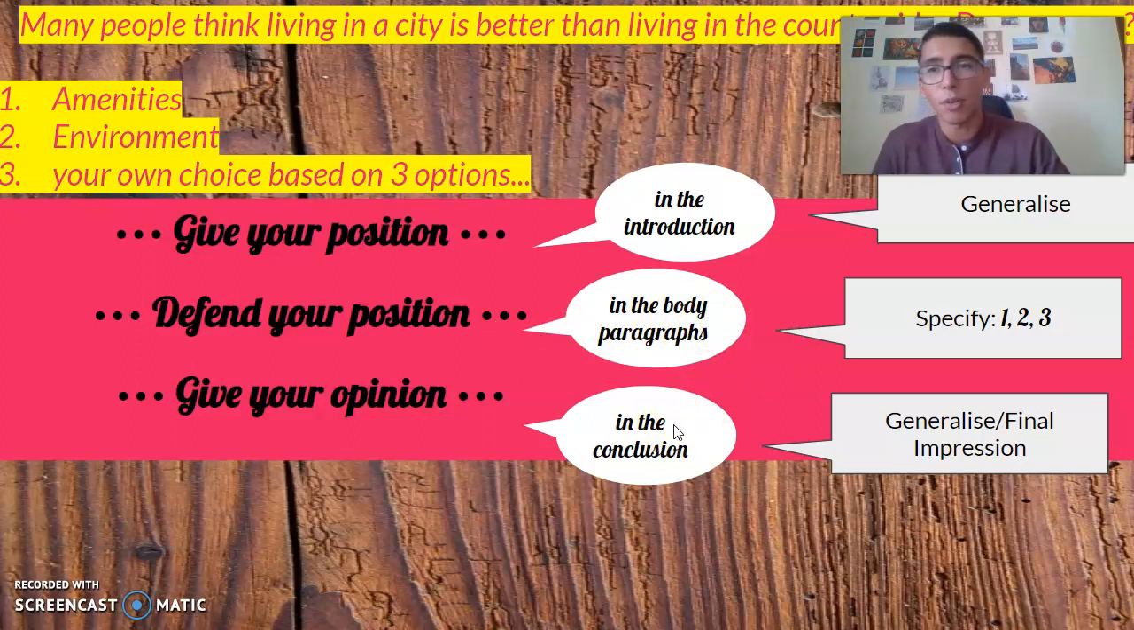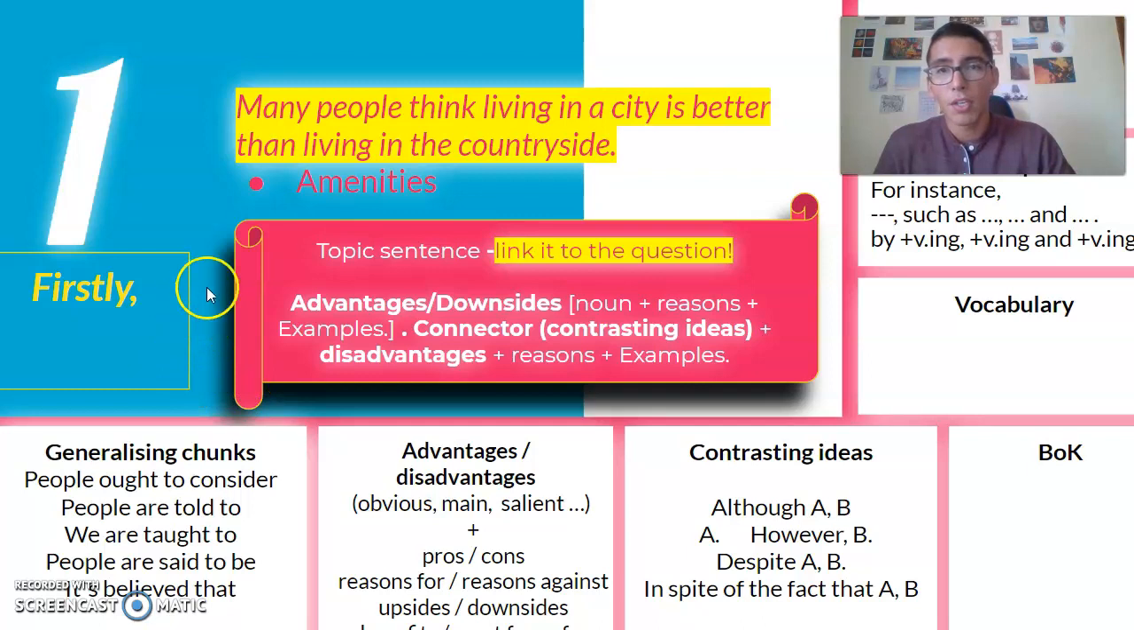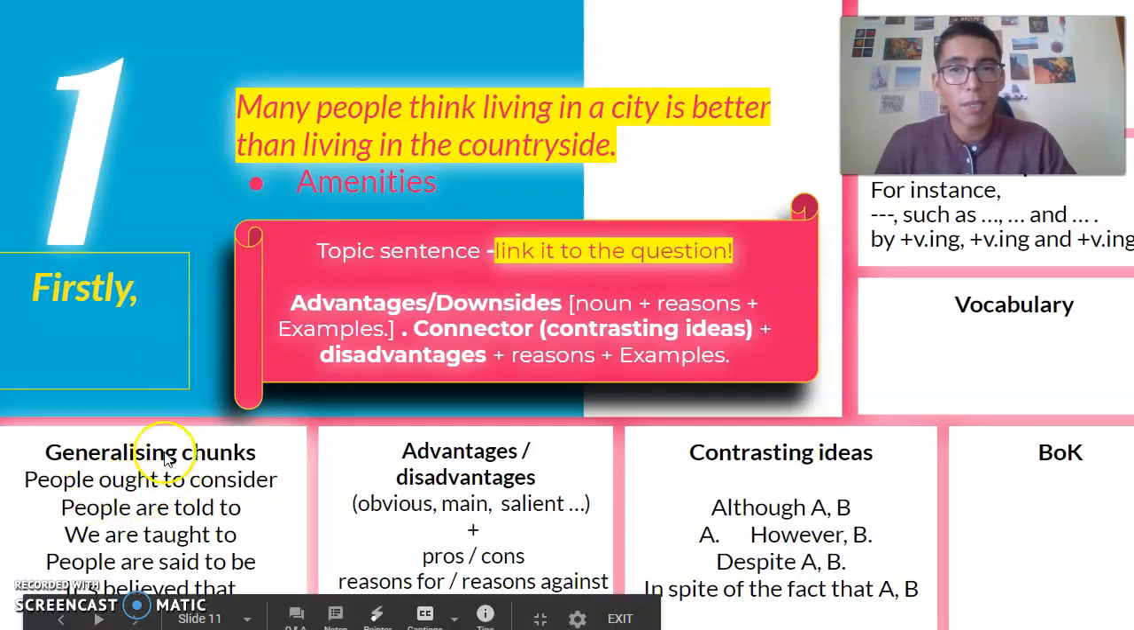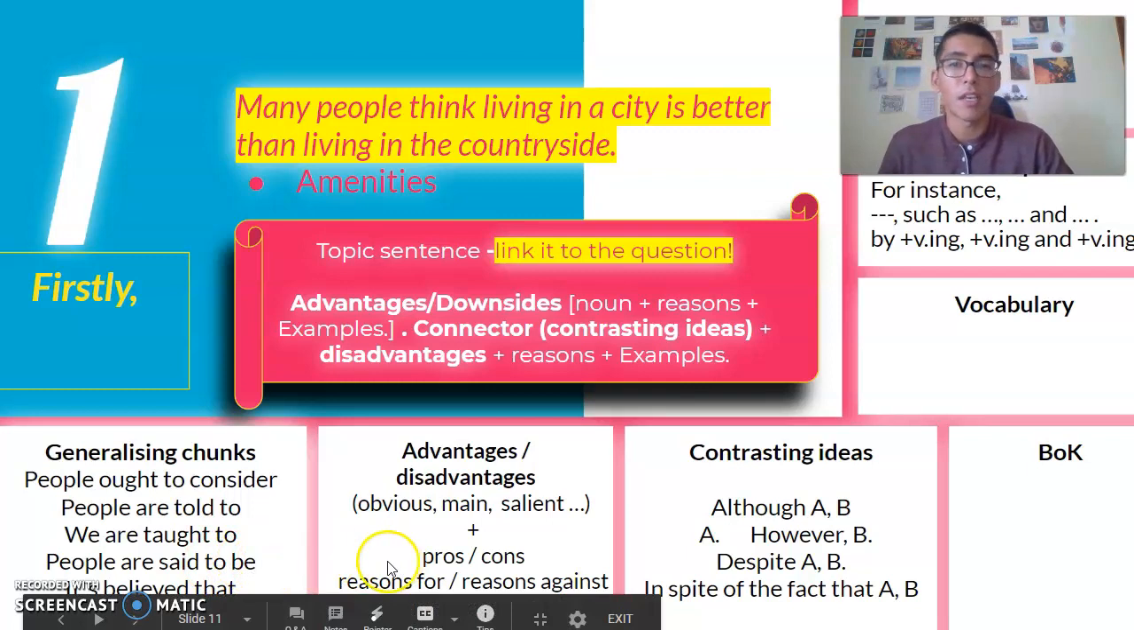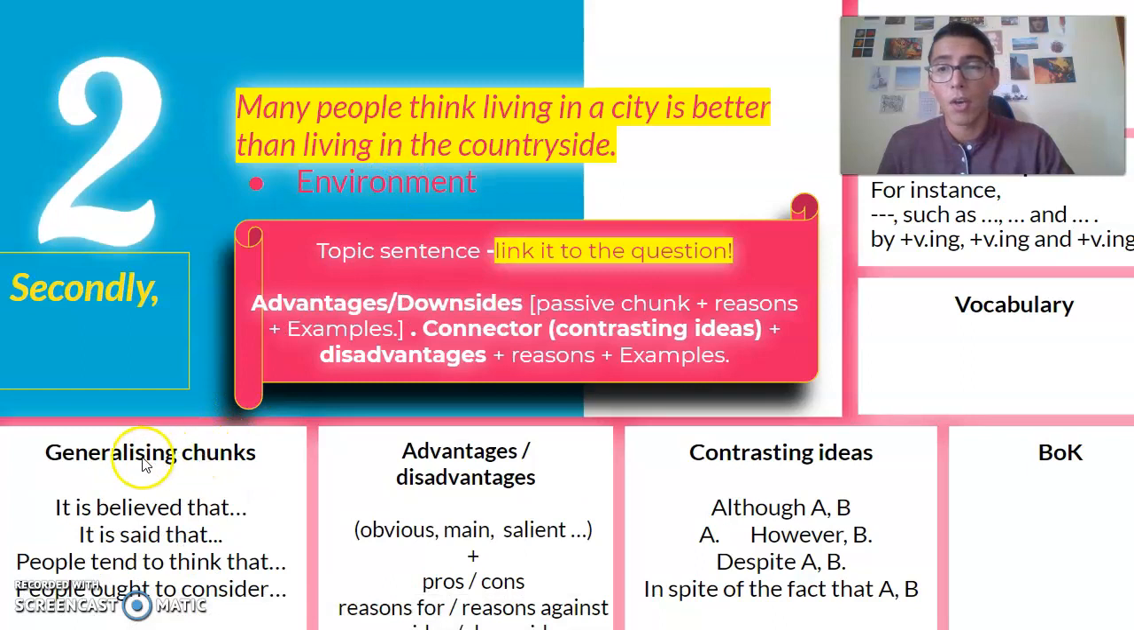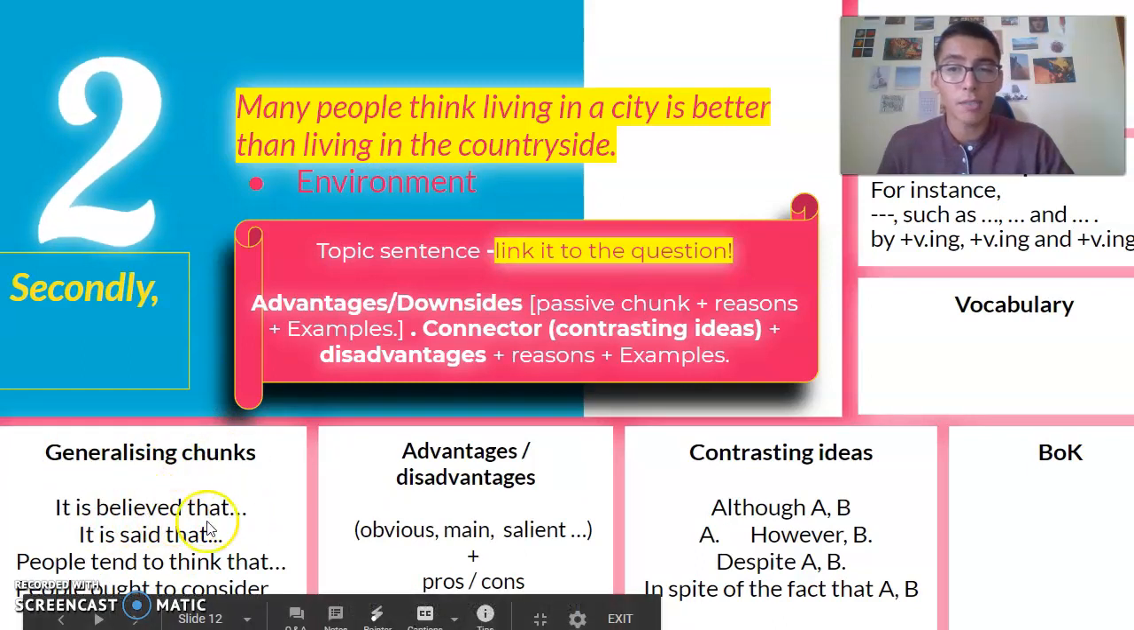with your final impression. Okay, so this one is connected with amenities. You have ways that you can begin your introduction. People nowadays are told to, or we are taught to... You think of how you're going to begin your sentences. All right, focus on amenities would be your body paragraph one. Okay, generalizing chunks: it is believed that, it is said that, people tend to think that. Okay, formal chunks that you can use.